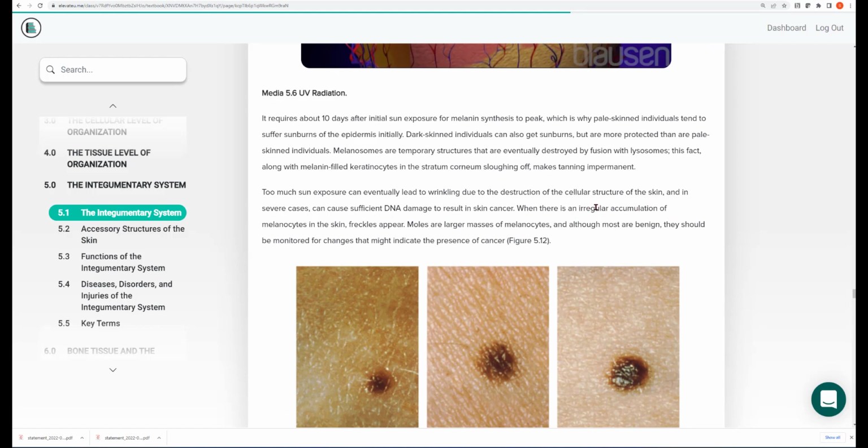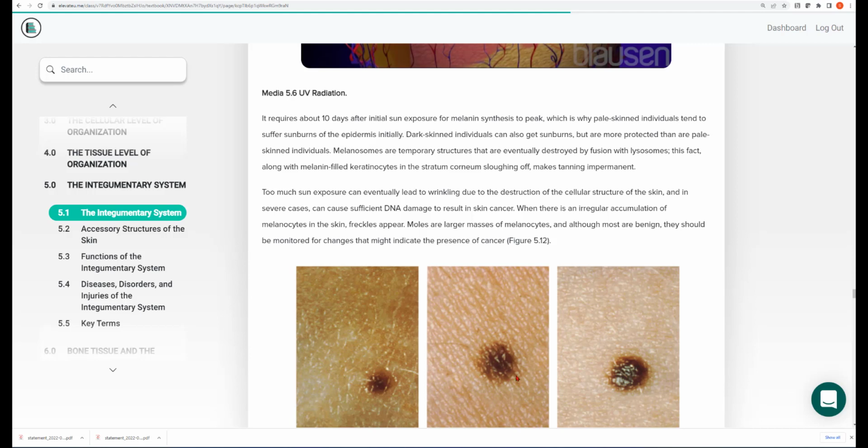Irregular accumulation of melanocytes in the skin can lead to freckles. And freckles are usually more obvious in some individuals in the summer months. Those irregular masses of melanocytes, if they're very large, can appear as a mole. So a mole is just a large group of melanocytes, usually benign, but these groups of melanocytes with increased sun exposure can become cancerous.